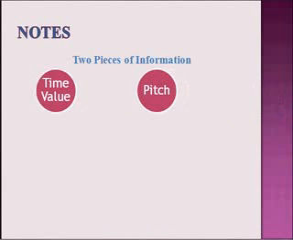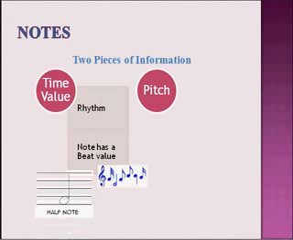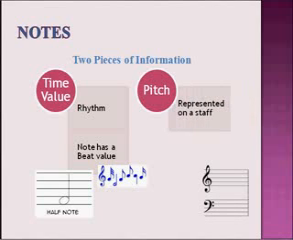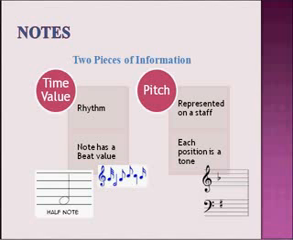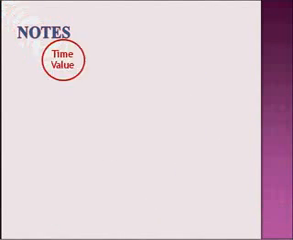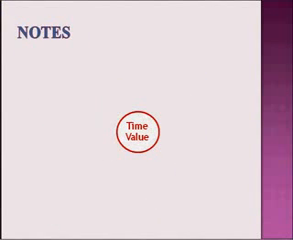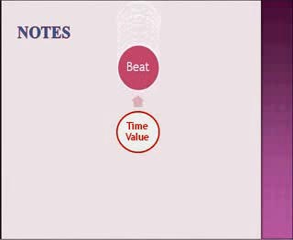So let's talk about these two pieces of the notes' information. Time value obviously talks about rhythm and the notes which have beat value. Each of these symbols gives us some value in time. In pitch, it's represented on the staff again, and each note or line or position has a tone associated with it. When we talk about time value, we're really talking about the beat.